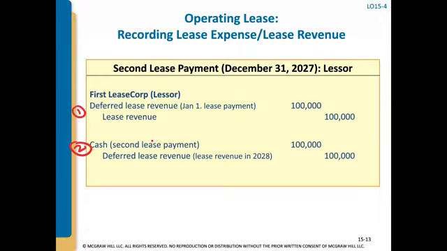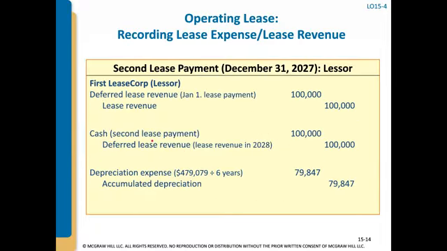Now the second entry is on 12/31, they get another payment, right? That's their second lease payment that they received. They received that on 12/31/2027, and that payment is to lease the asset for the entire following year, for all of 2028. So we're going to debit the cash for $100,000, and again, we're going to record a liability for the deferred lease revenue, a deferred lease revenue liability.